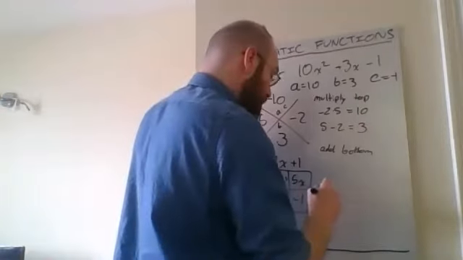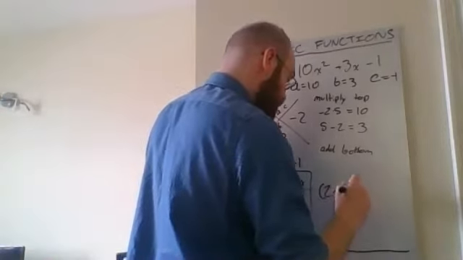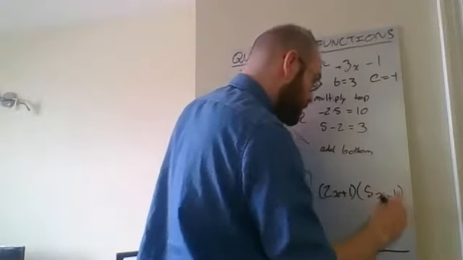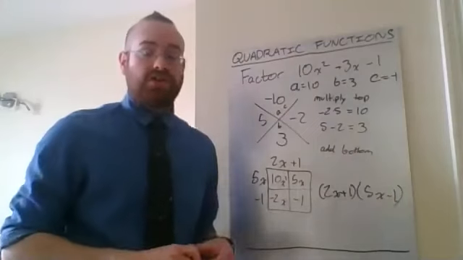Our very last step is to write our factors. So from the top side, we have 2x plus 1. And from the left side, we have 5x minus 1. And this is our factored quadratic.